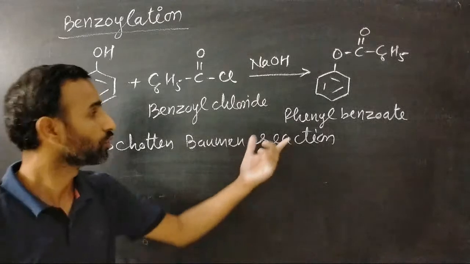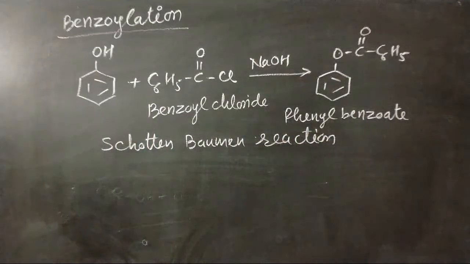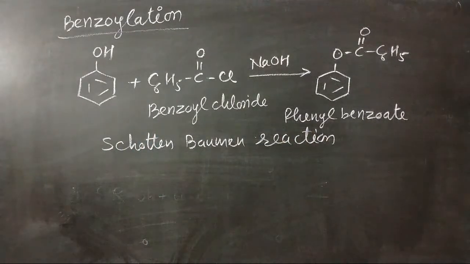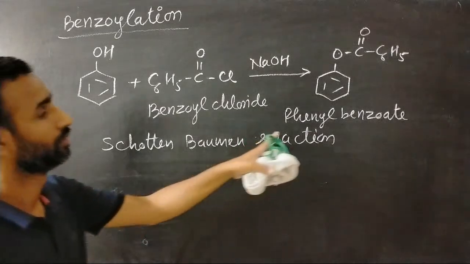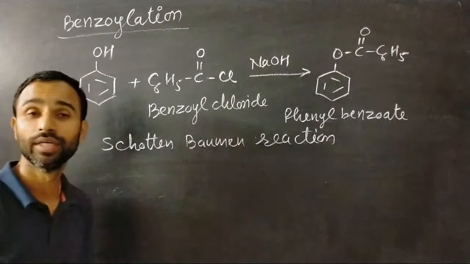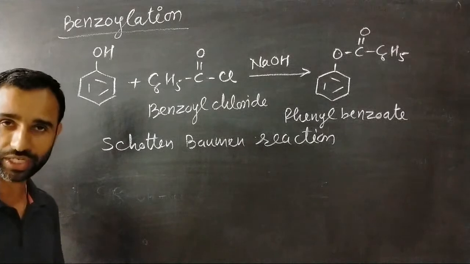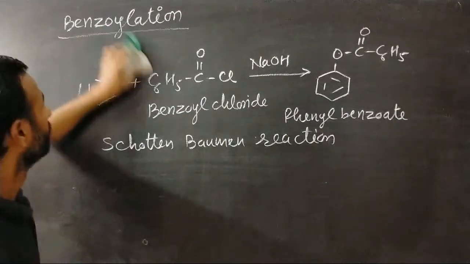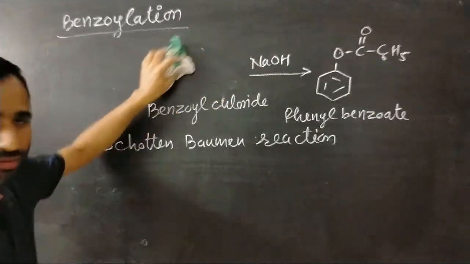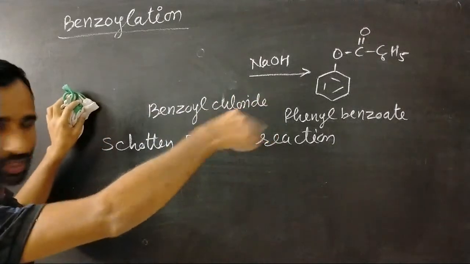COC6H5. So phenyl benzoate is formed, and this particular reaction is known as Schotten-Baumann reaction, benzoylation reaction. Okay, it is again esterification. Ester is formed.